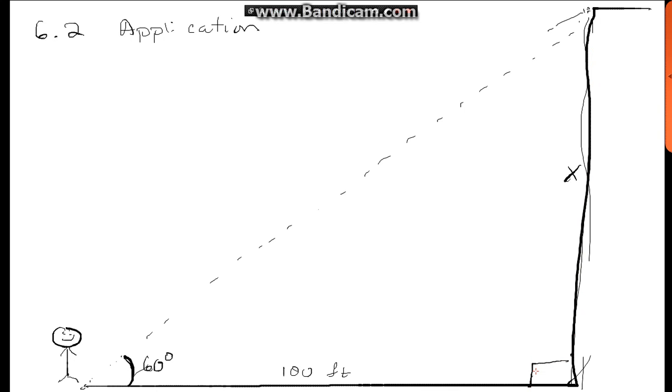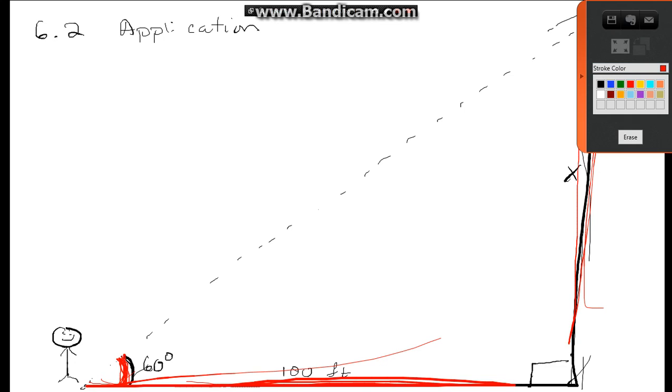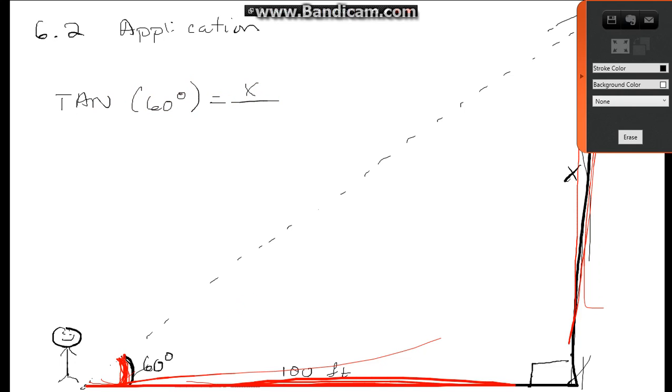Now think to yourself this. So I need you to think, what trig function do you know? Which one do you know that involves this side, this angle, the adjacent side, and the opposite side? Obviously, that should be jumping out at you by now. It is your tangent, correct? So the tangent of the angle, which was 60 degrees, has to equal the opposite side, which is x, over the adjacent side, which was 100 feet. So this means that if we solve for x, x is 100 tangent of 60.